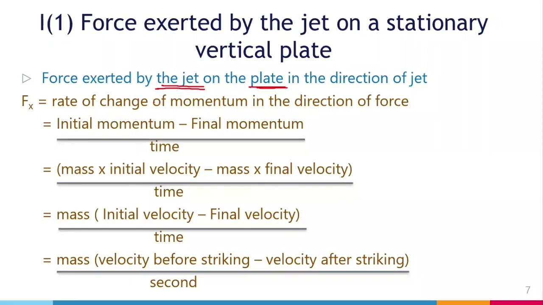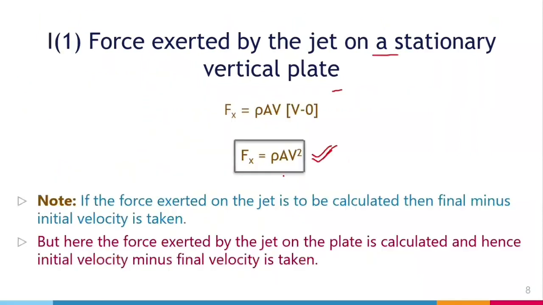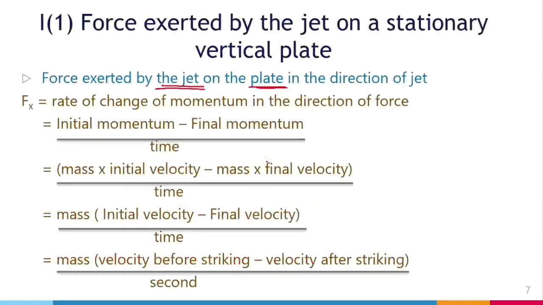So you have to see who is the first subject, who is the second subject. Here the first subject is the jet, so initial velocity will come first. On the plate, the plate is the second subject, so minus final velocity. Got it? So this is the formula. First derivation, very basic derivation, easy derivation. The only thing everybody should remember is this formula.